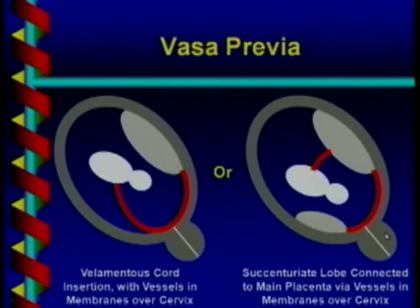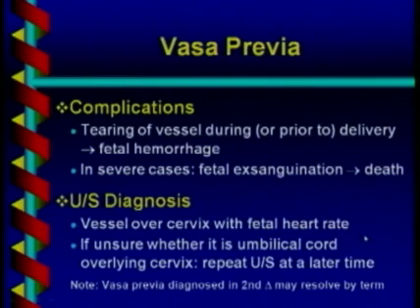With a velamentous cord insertion, since the cord travels for a while under the membranes away from the placenta, if it happens, during its course under the membranes, to go over the cervix, it's called a vasa previa. You can also get a vasa previa when there are two lobes of the placenta and the blood vessels that connect them travel over the cervix. That's a vasa previa.